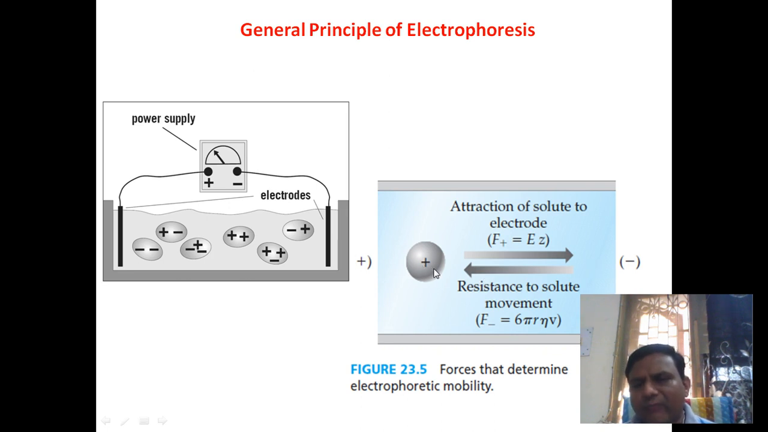When this positive charge molecule migrates toward the negative charge electrode, simultaneously the medium, whatever the medium, it may be liquid or gel or paper, continuously acts with some force, and that force is a friction force, or we can say the sieving effect. So that sieving force is acted by the medium on the individual molecules.